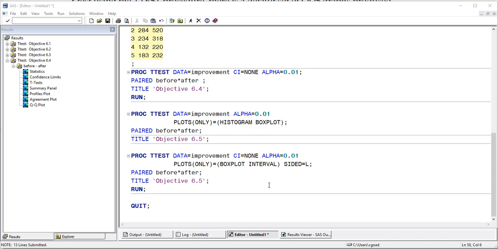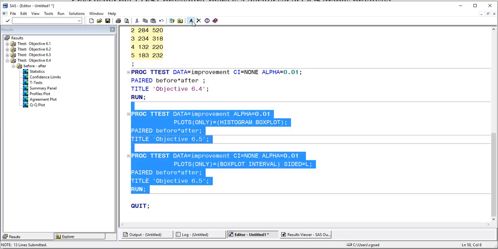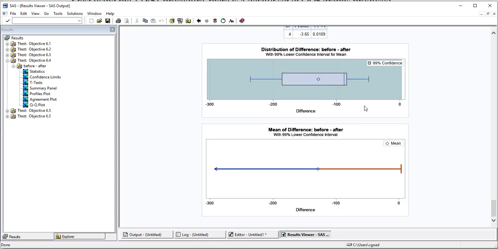In Objective 6.5, we're just looking at different effects on the plots, and so you can look at the ODS graphics. If I only want the histogram with the box plot, I put only in there. We can always look at plots equals none. We can also generate a box plot and the interval, and the shaded confidence interval, and look at a left-sided test here. So really what this is more about is that we can change the graphs or be more selective. So this is just the box plot with the interval in the background. In that second one, it's graphed out here.